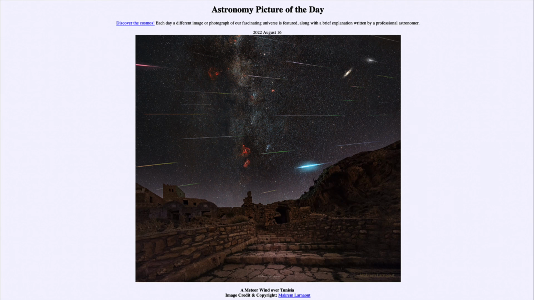So that was our picture of the day for August 16th of 2022. It was titled "A Meteor Wind over Tunisia."